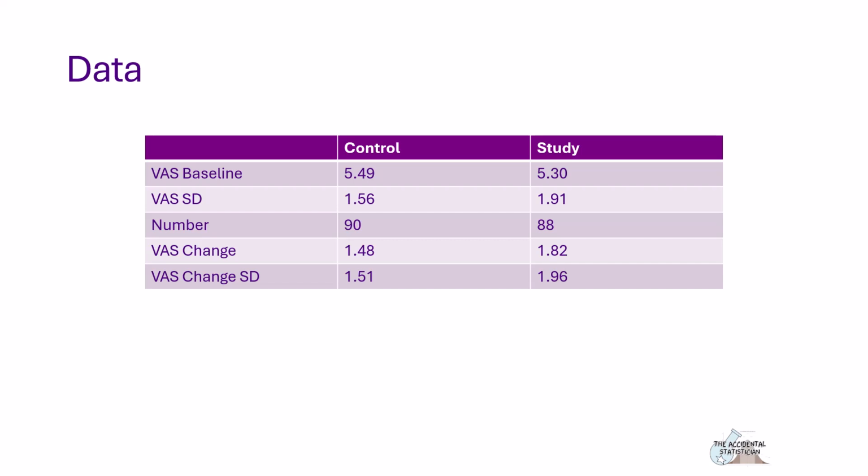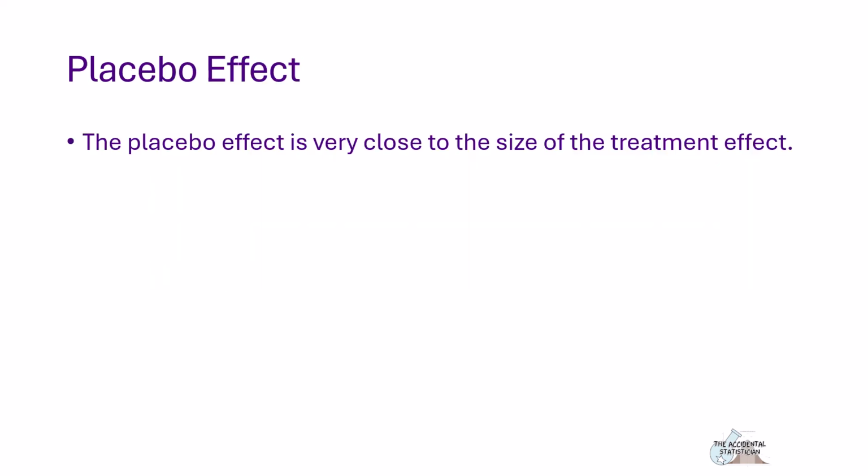So the baseline is at around 5, which is lower than Itoh but comparable to all the other studies. The standard deviations seem reasonable, 90 in one group, 88 in the other. The changes between the control, so the changes in the visual analog score, are 1.48 and 1.82, so they're very similar to one another. So the placebo effect is very close to the size of the treatment.